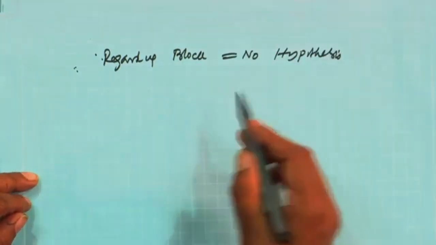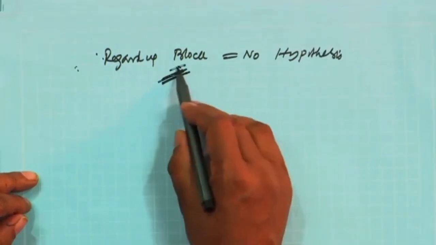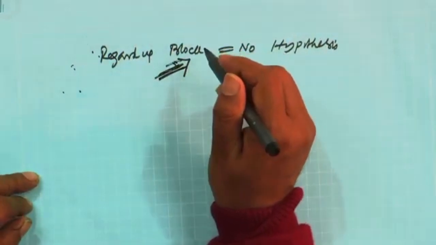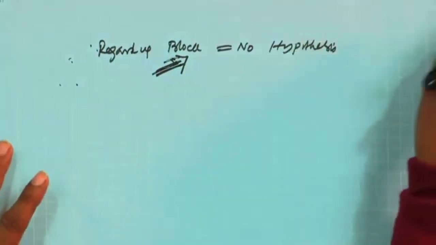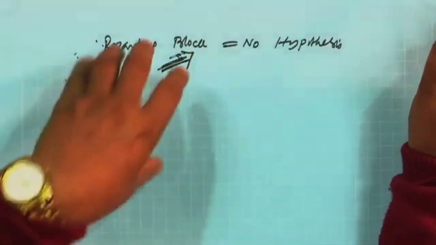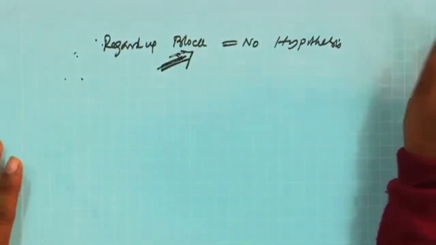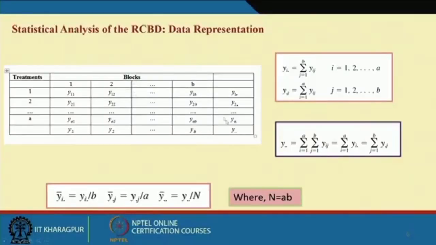Why? Because block is an uncontrolled factor, here the test coupons are known and there is variability, and we are not interested to know how the different test coupons have different kinds of variability. Rather, we are interested in the treatment effect, that is the tips effect. So, for block, or here in this example the test coupon effect, we are not making any hypothesis, we are not interested to do this. So, under such situation, the calculations will be like this.